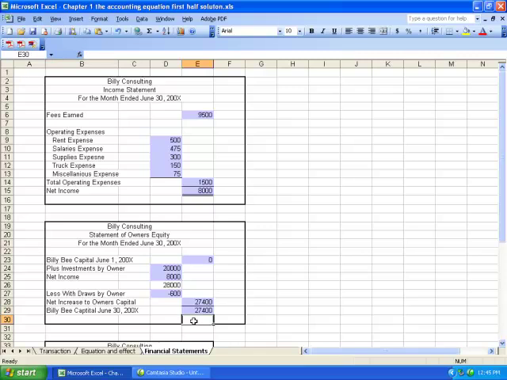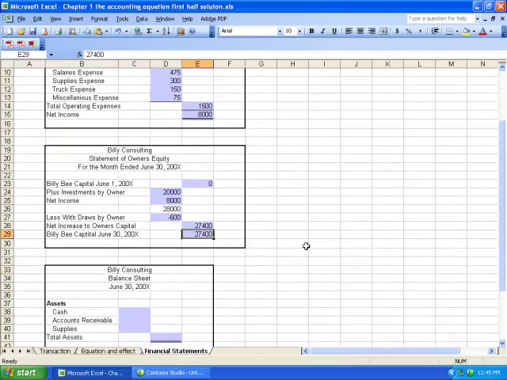$27,400. Now again, we're going to need this particular number in order to complete the balance sheet, which is the next financial statement that we're going to be completing.